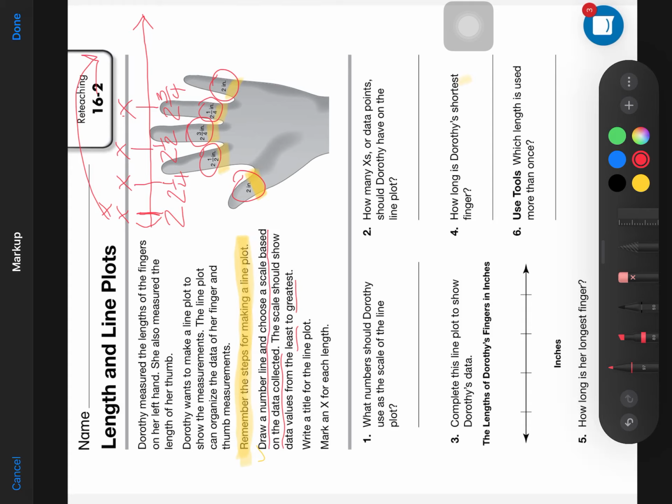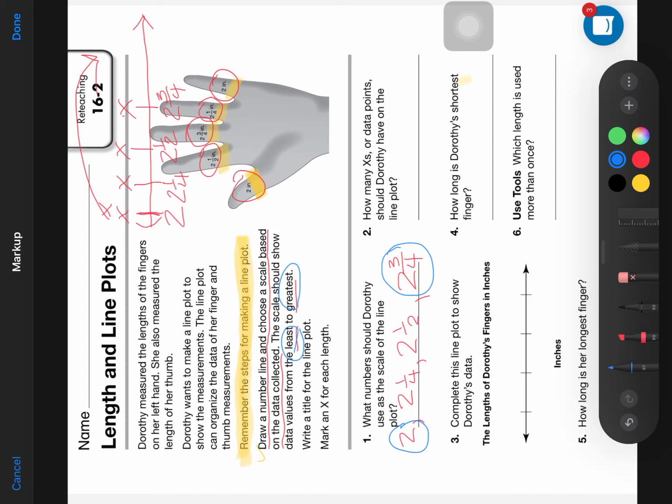All right, so now they're going to ask you some questions about your line plot. What numbers should Dorothy use as the scale of the line plot? So what did we use? We used 2, 2 1/4, we used 2 1/2, and we used 2 3/4. And that was the scale, starting with, remember, the least to the greatest. So this is the least, and this is the greatest, okay?